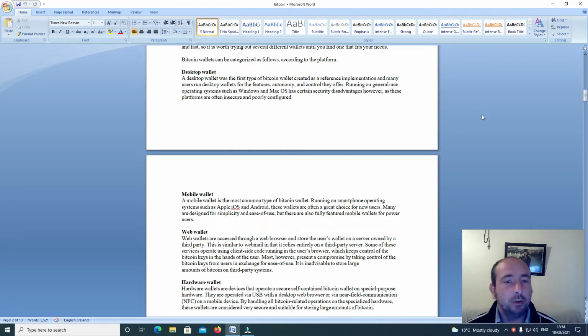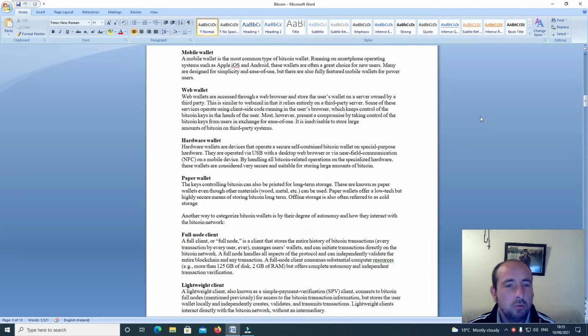So Bitcoin wallets can be categorized as follows according to the platform. Desktop wallet. A desktop wallet was the first type of Bitcoin wallet created as a reference implementation, and many users run desktop wallets for the features, autonomy and control they offer. Running on general use operating systems such as Windows and Mac OS has certain security disadvantages, however, as these platforms are often insecure and poorly configured.